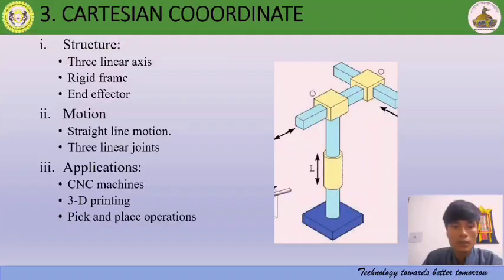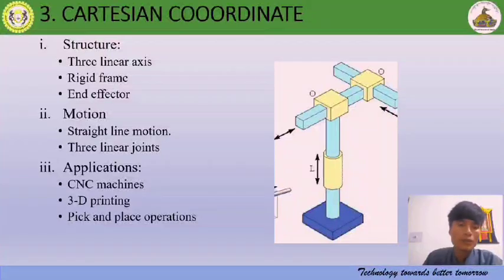Second one, it is the rigid frame. The structure is typically a rigid frame that supports the linear actuator and ensures stability and precision. And third one, it is an end effector. The tools or device at the end of the robot arm that interacts with the workpiece, such as a gripper, welding torch, or 3D printer nozzle.